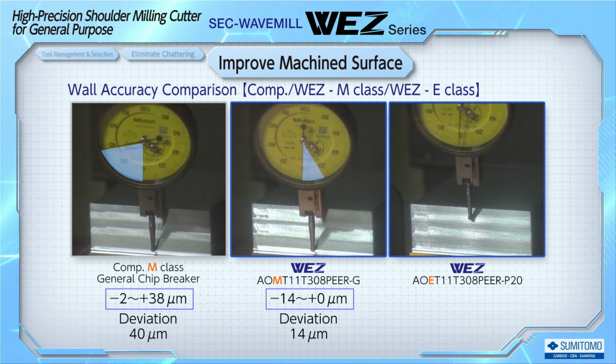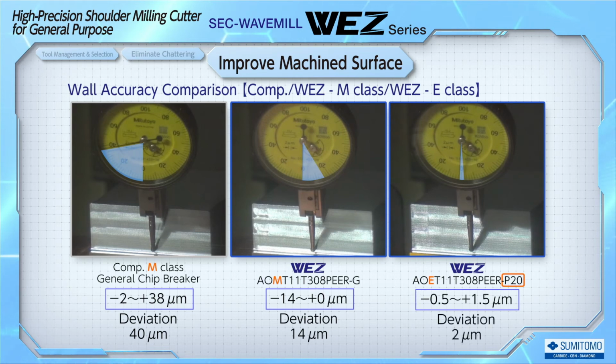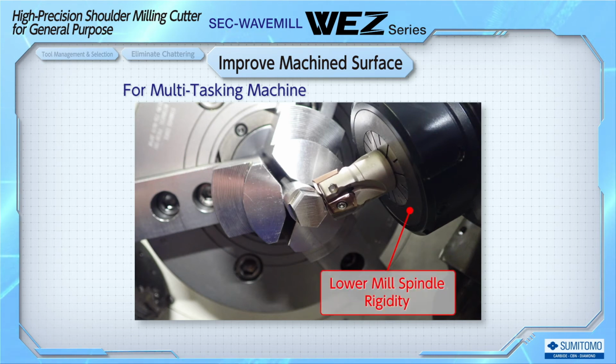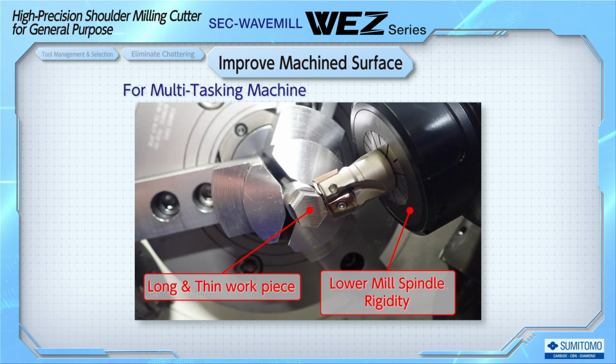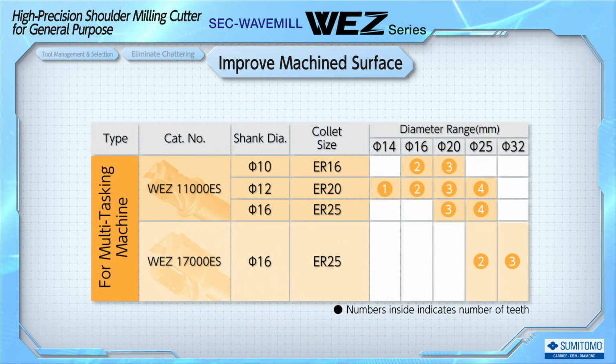Finally, this is the measurement of wall accuracy machined by WEZ with grounded inserts. The needle hardly moves, since the P-breaker optimizes the cutting edge shape for each tool diameter, high quality machine surface can be obtained. In recent years, multitasking machines have been increasing. They have lower mill spindle rigidity than the general machining center. In addition, the work material tends to be lengthy and thin, making it difficult to obtain good surface accuracy. Therefore, WEZ also offers series compatible with multitasking machines.